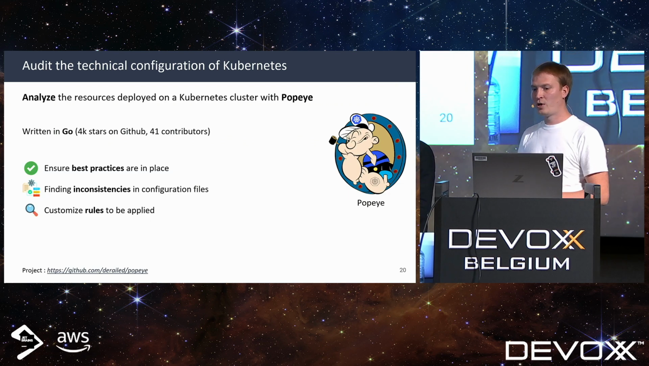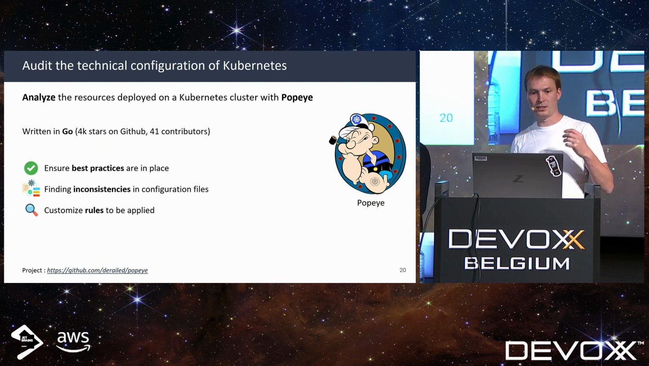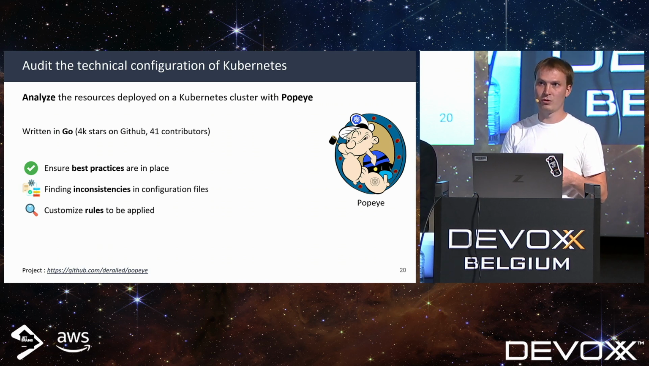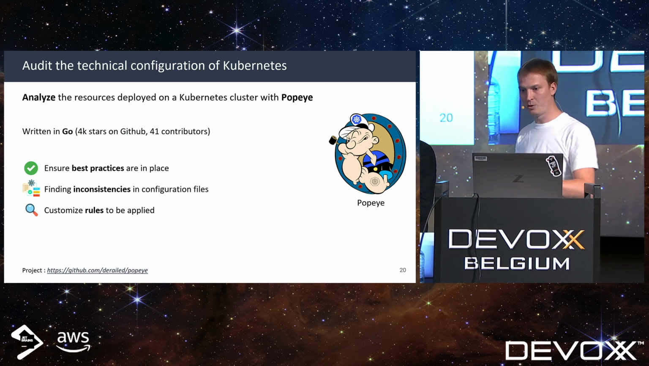A second tool I want to present is Popeye. Popeye does not give you the configuration of your cluster, but all the resources you have deployed on your cluster. It will ensure that you apply the best practices, and it will try to find problems in your configuration file, and you can also customize the rules in Popeye. I will show you that in a few minutes during this demo.